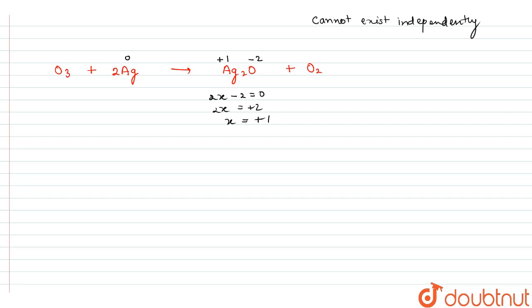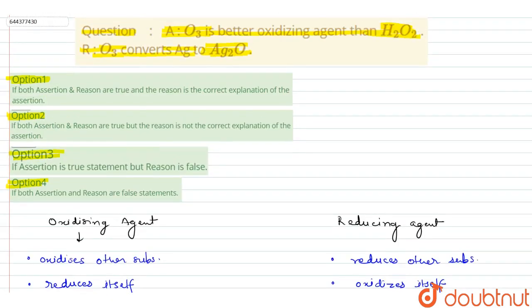So Ag is going from 0 to plus 1. That means Ag is being oxidized. And what is the oxidizing agent here? O3. Hence, it proves that O3 acts as an oxidizing agent. It produces nascent oxygen which oxidizes this silver, and hence we get silver oxide. So it is proof that O3 acts as an oxidizing agent. Our assertion says that O3 is a better oxidizing agent than H2O2.